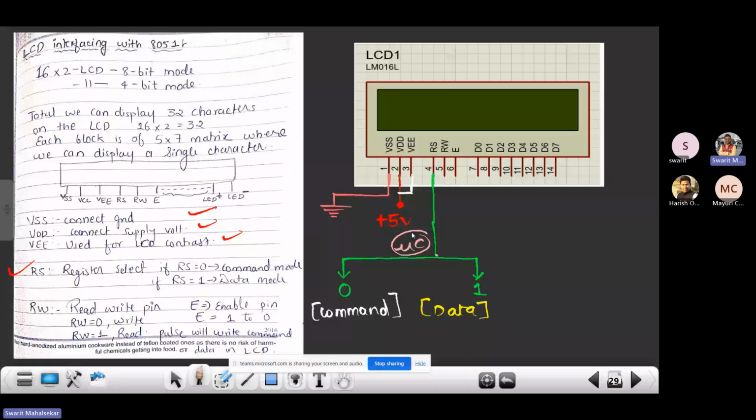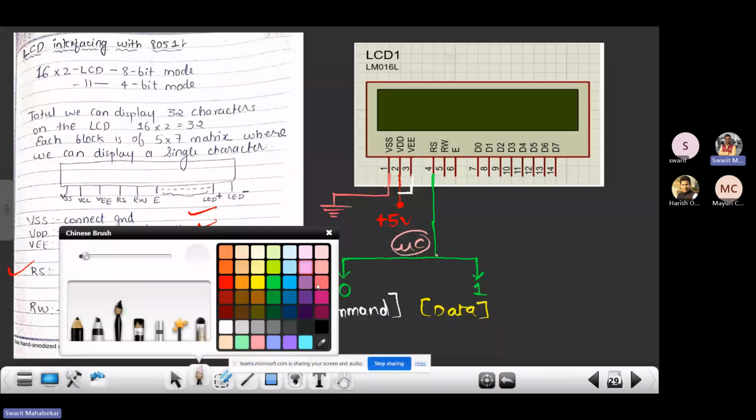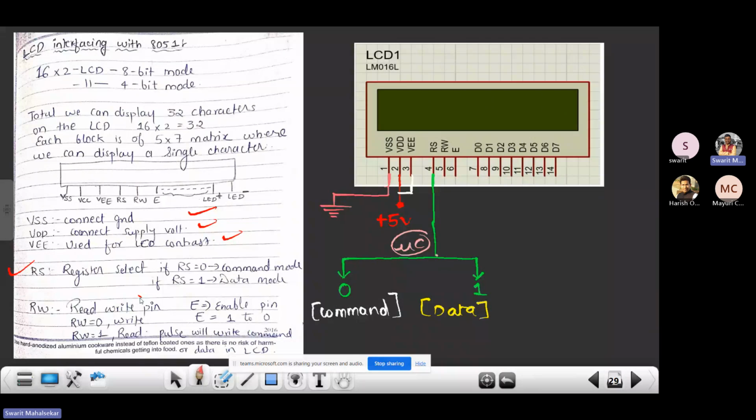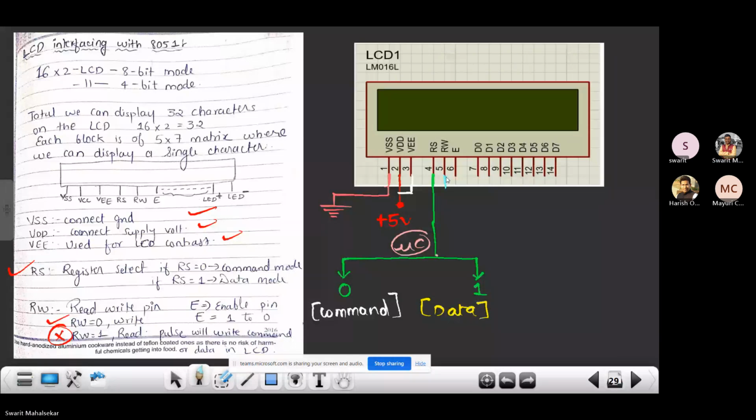Getting this point? Now comes the next pin, that is the read and write pin. So we'll make this particular pin 0. That means we will just ground this particular pin, and you can read the reason for that. If RW is equivalent to 0, we will write, and if RW is equivalent to 1, we will read. Now we are using the LCD for writing operation only. We are not using the LCD for reading operation. So we will prefer to connect it to ground. I'll connect this particular pin to ground, and then we have the enable pin.